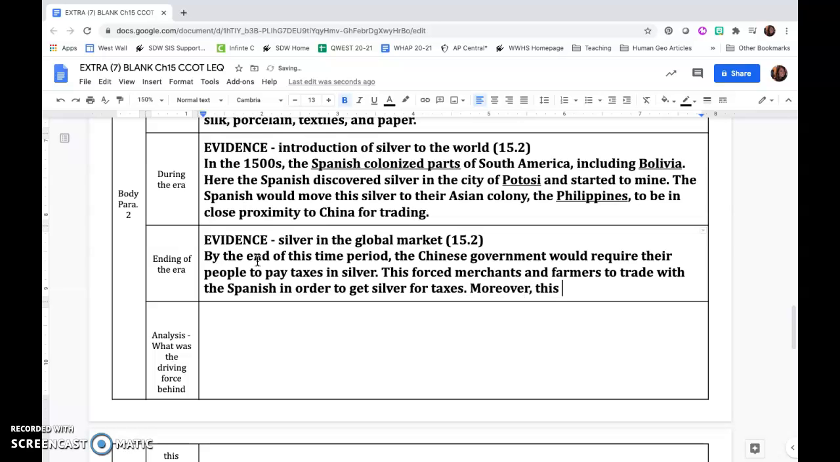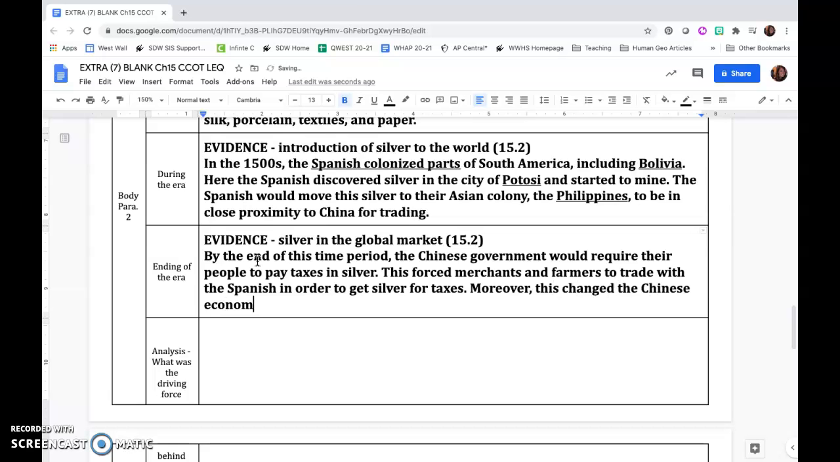In addition, this changed the Chinese economy to becoming commercialized and regionally specialized. Again, Europeans want Chinese goods, and therefore they are willing to give all of this silver to them, or trade all of that silver. So I found these things in my notes.